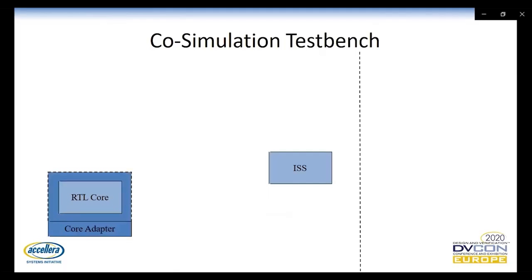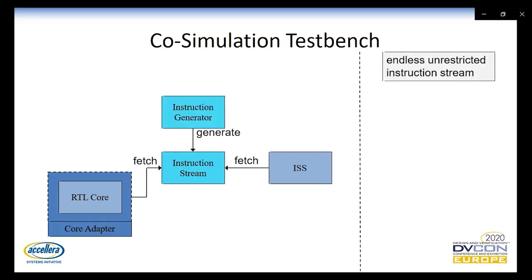Now I want to show you some more details on the overall design of our co-simulation test bench, where the RTL core as well as ISS and ISG are embedded. So we have the RTL core under test and reference ISS. The RTL core is packed inside an adapter which enables access to the RTL core data as well as extraction of the executed instructions. They both fetch from the same instruction stream, which is responsible for feeding the same instructions to the RTL core and the ISS. The stream is populated by the ISG.